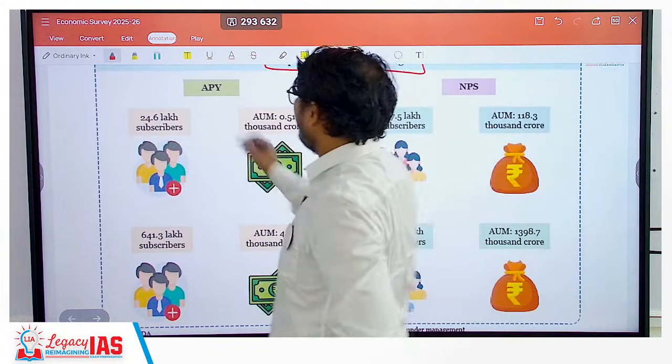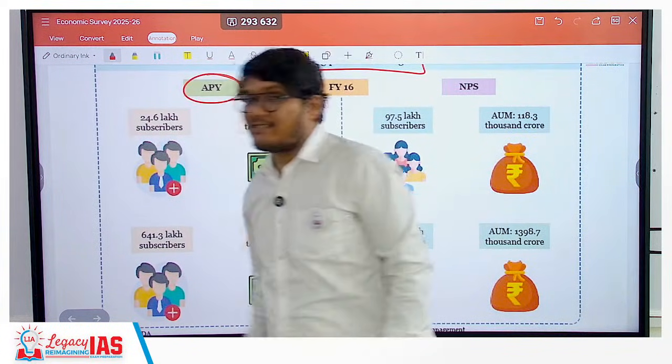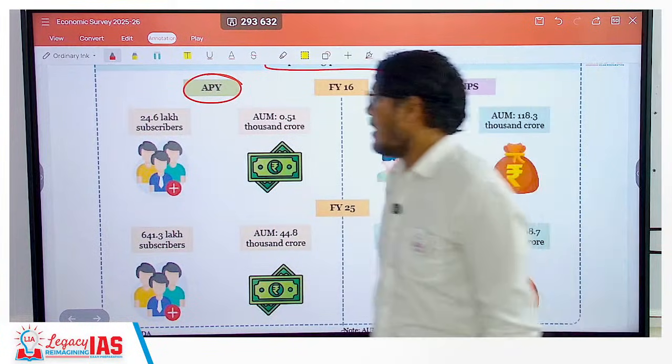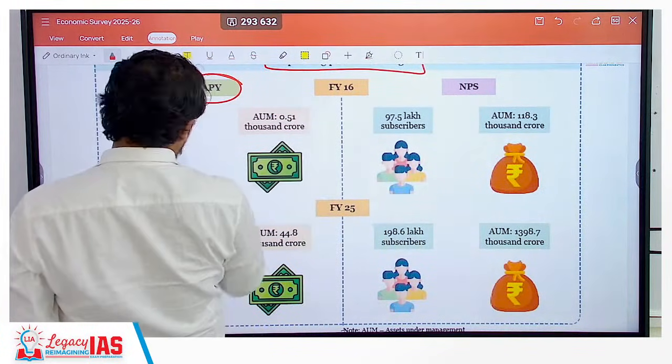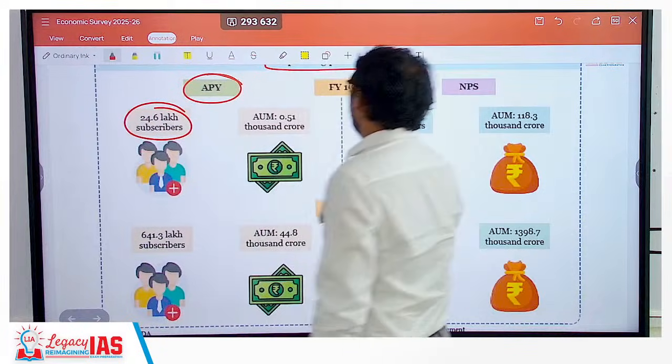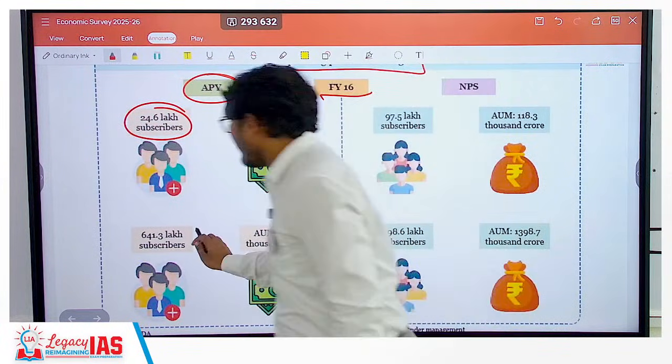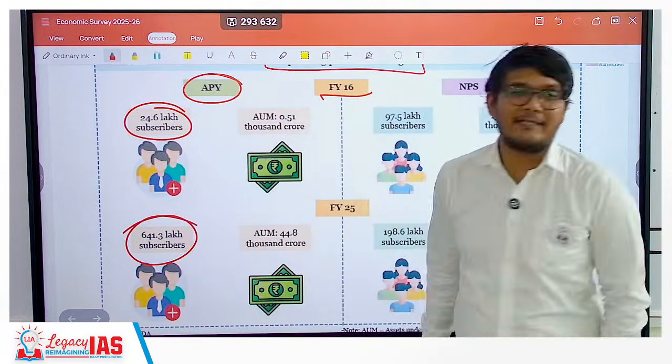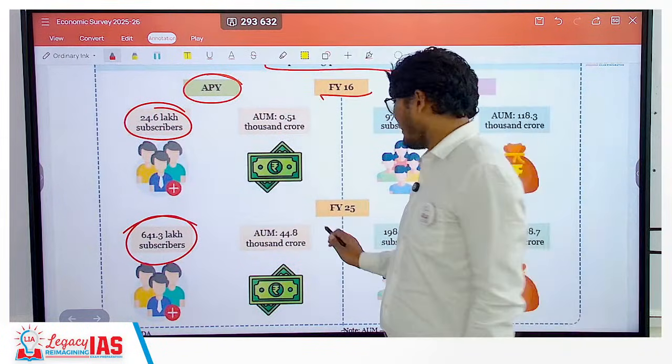So if you look at people enrolled in APY, what is this? Atal Pension Yojana. Under Atal Pension Yojana, there were around 24.6 lakh subscribers in 2016. Now there are 641.3 lakh subscribers in 2025.